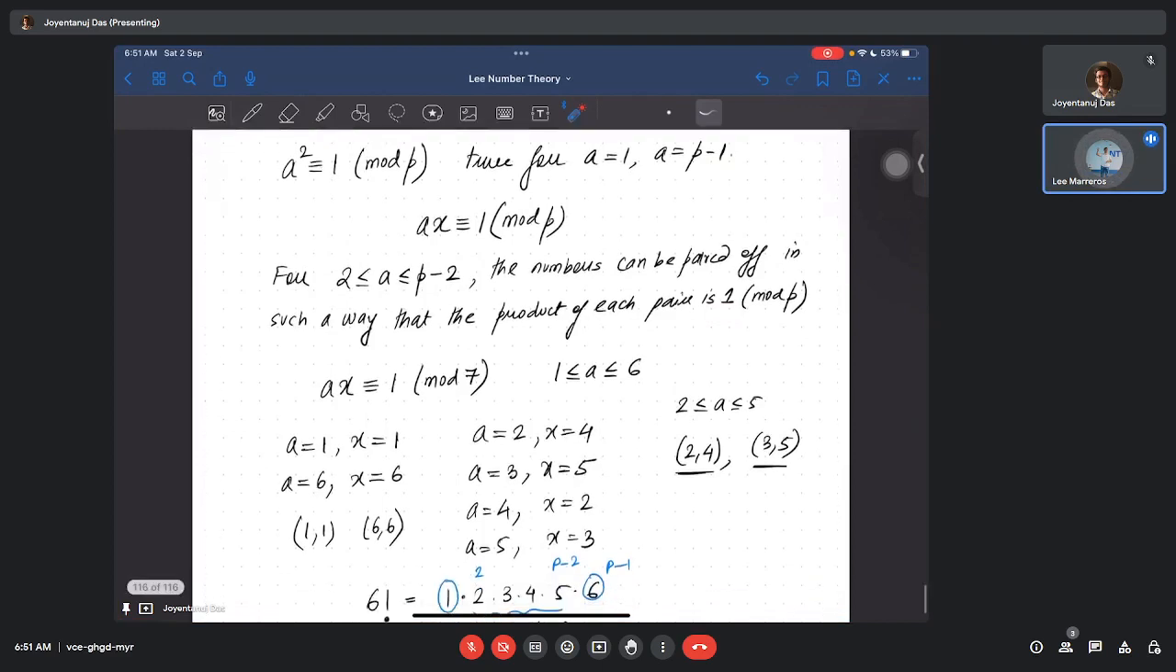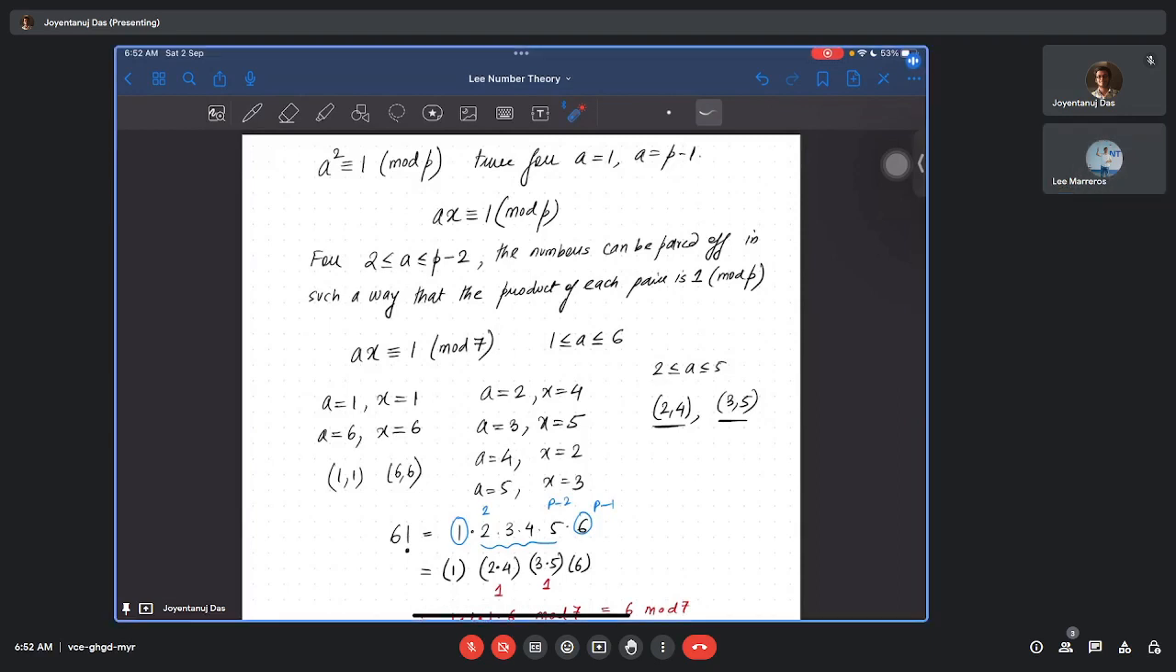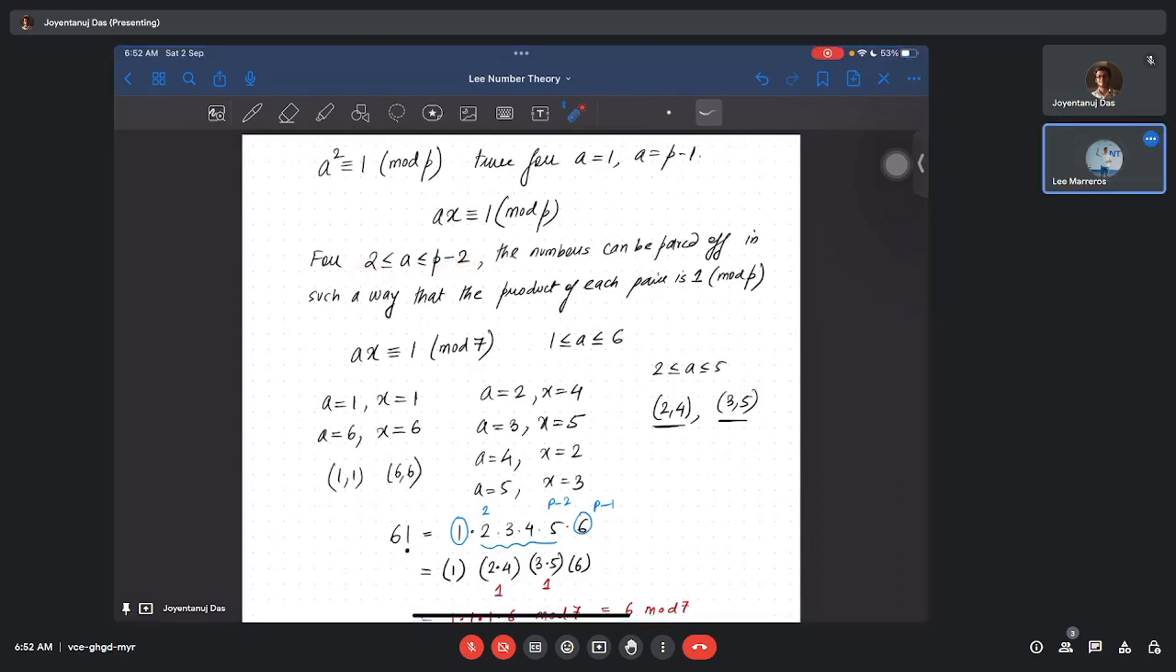So there are always going to be an even number of numbers to pair, because p is an odd prime, right? So p minus 1 is always even. If p minus 1 is even, then we are deleting two numbers, 1 and p minus 1. So what is left between 2 and p minus 2 is also even, right?